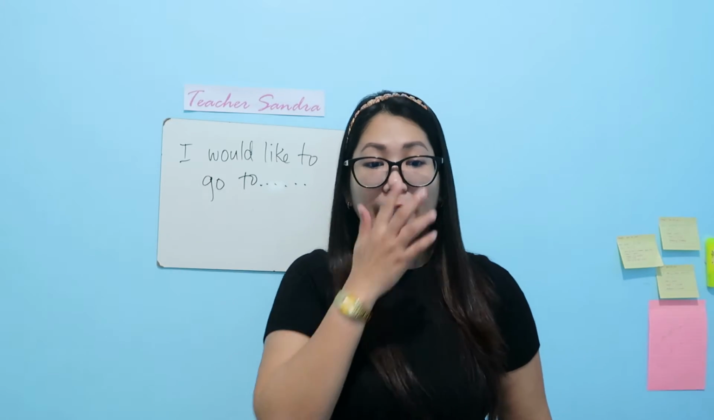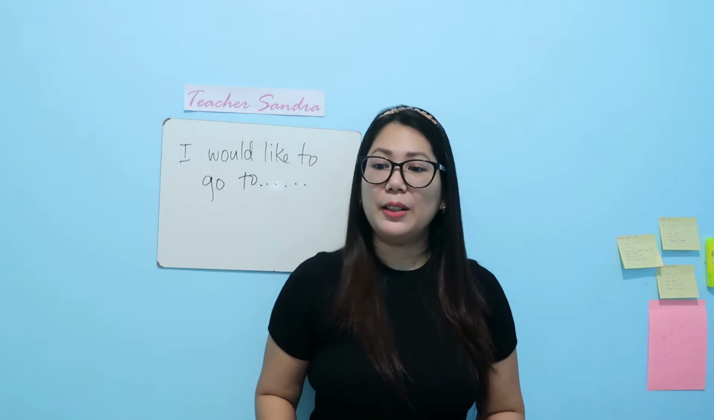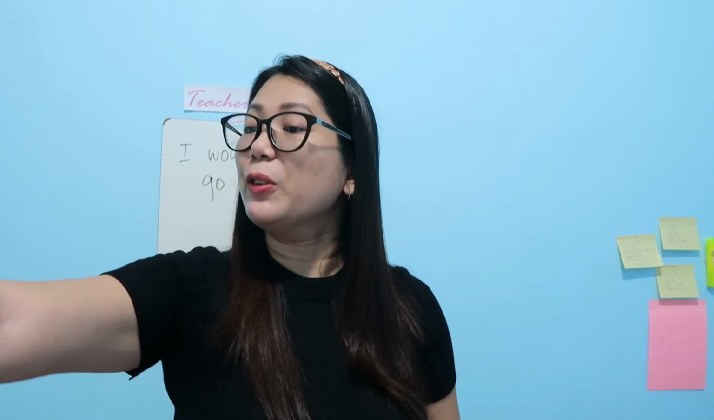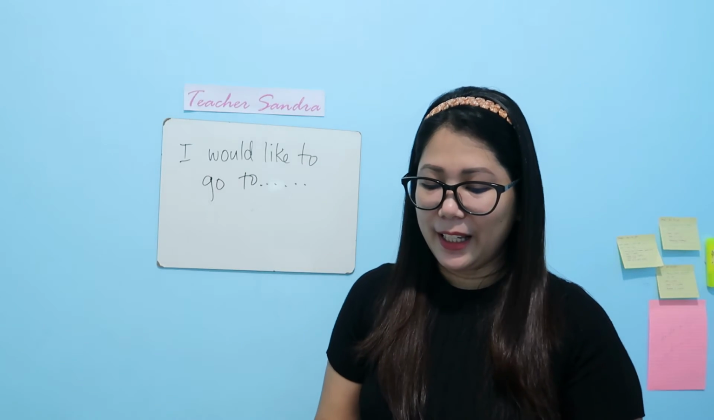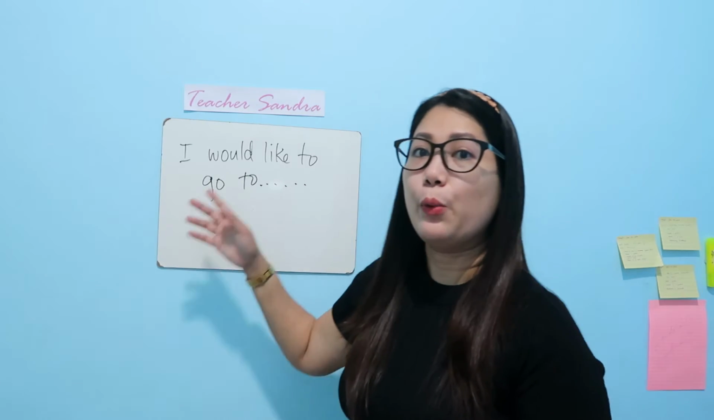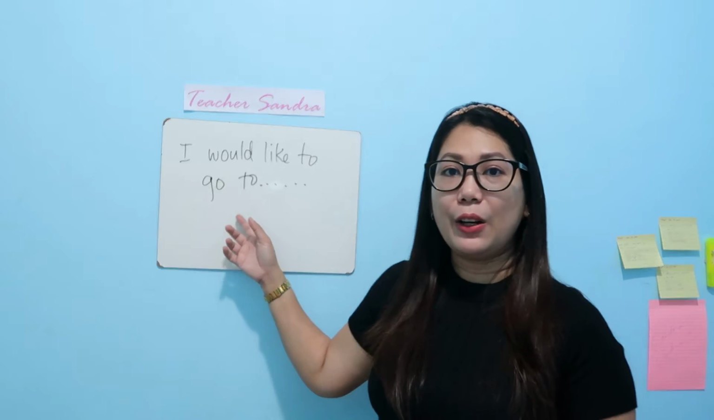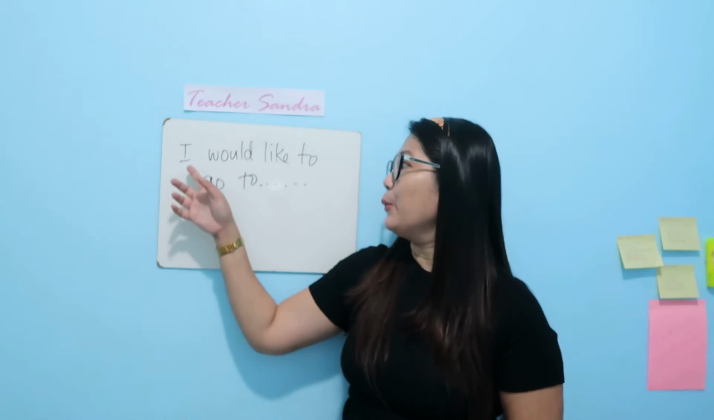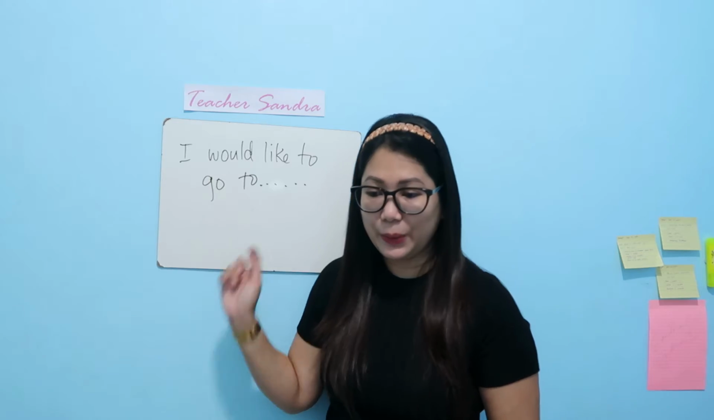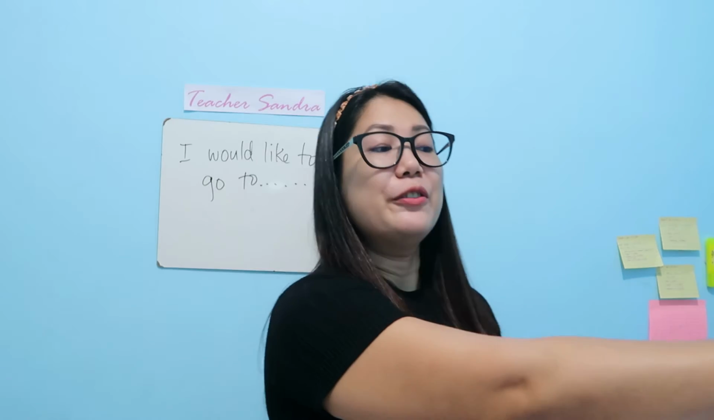Okay, so I'd like you to group yourselves into 4. Yes. Okay, yes, go ahead. Okay, 4. Yes, 4. Okay. So now, get your notebook and write this down on your notebook. I would like to go to. Okay, so yes, form a circle. Form a circle. So yes.